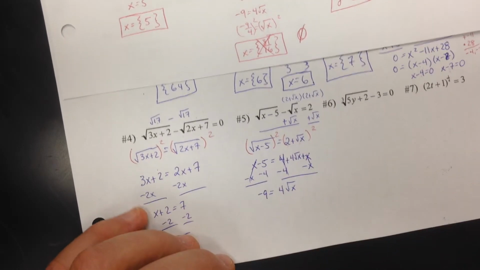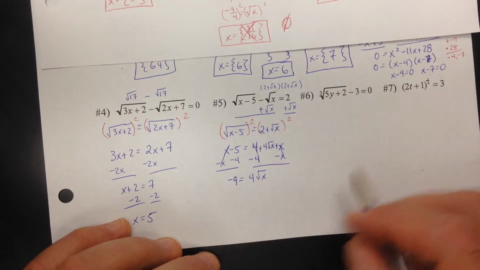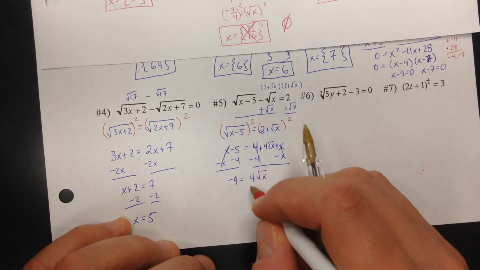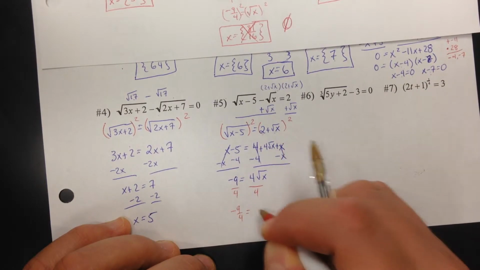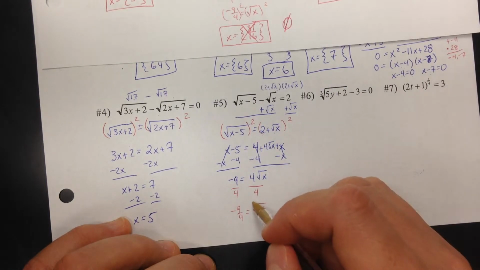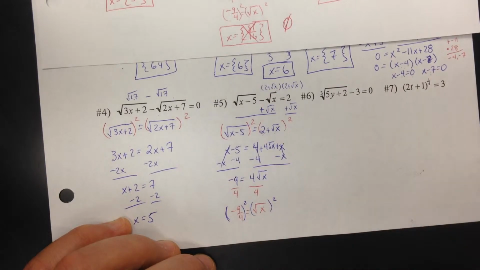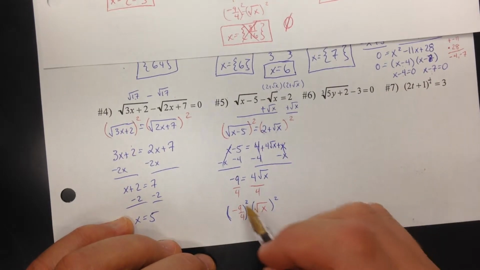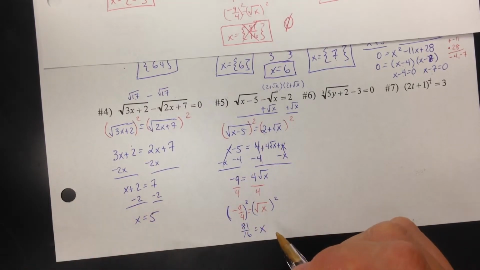Before I square both sides, what I'm going to do here is divide by 4. So divide by 4, divide by 4. We get negative 9/4 equals square root x. Now we have to undo this. We're going to square the sides again. So in this problem, we actually have to square the sides twice. This will give us positive 81 over 16 equals x.